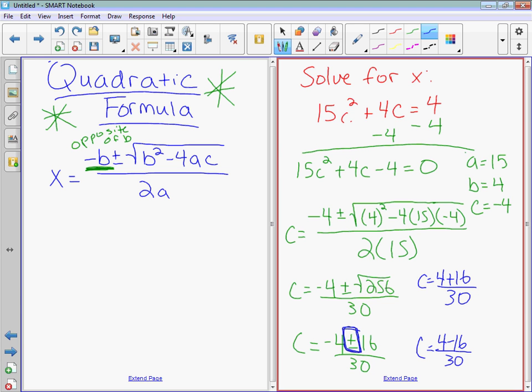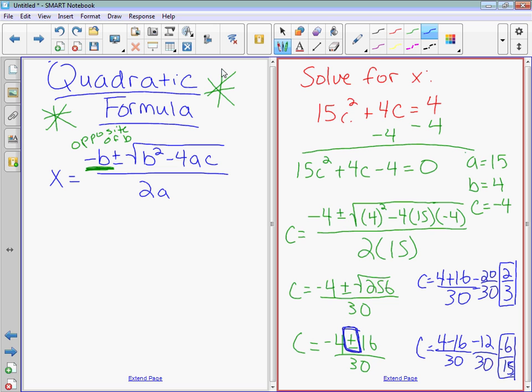Negative 4 plus 16 is 12, so we get 12 over 30, which is 2 over 5. That's one answer. Down here, negative 4 minus 16 is negative 20, so you get negative 20 over 30, and you can fix that and make it be, both of them divided by 10, 2 over 3. So you've got 2/5, and you have negative 2/3, your final 2 answers.